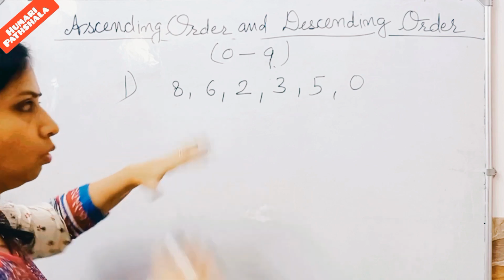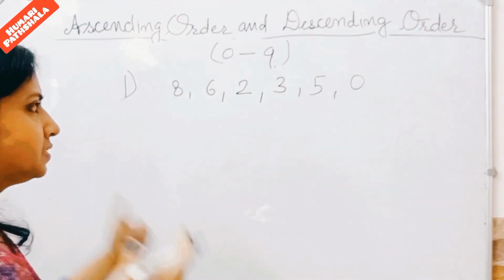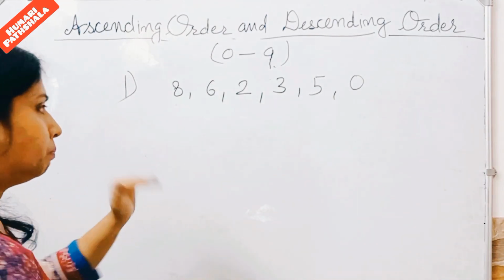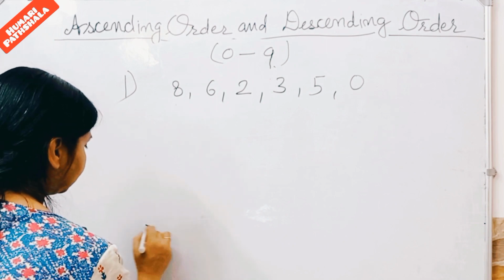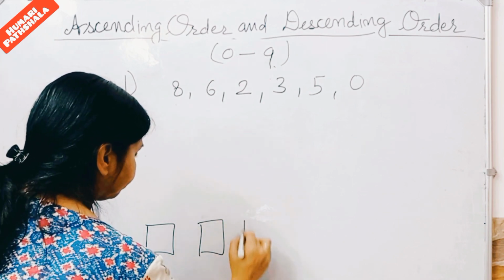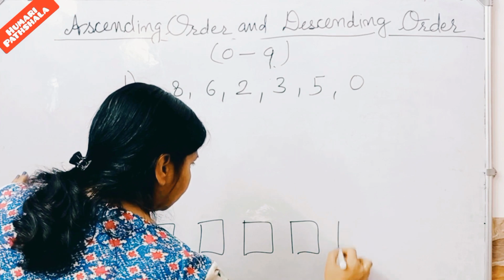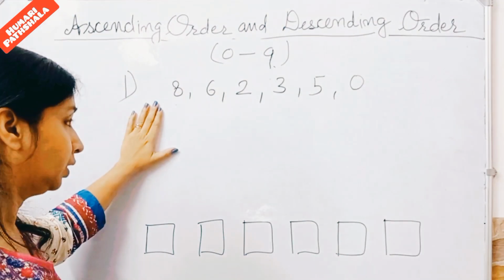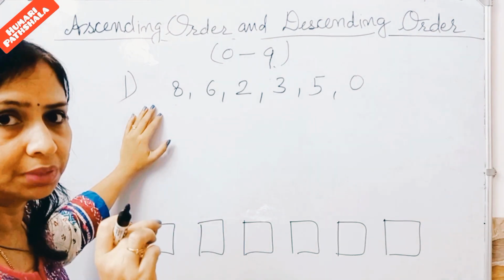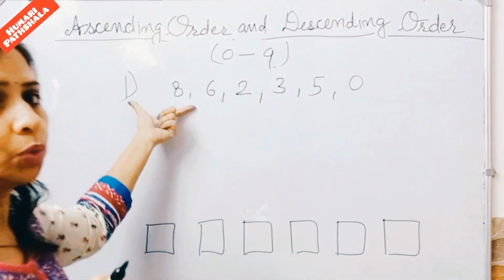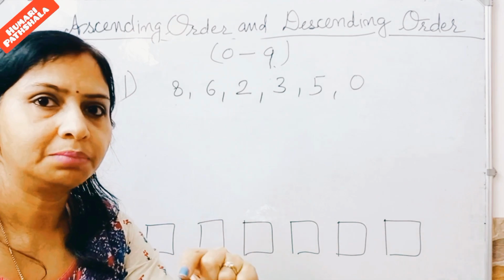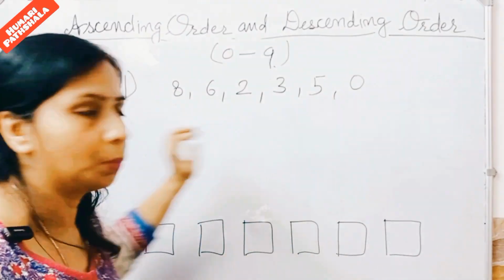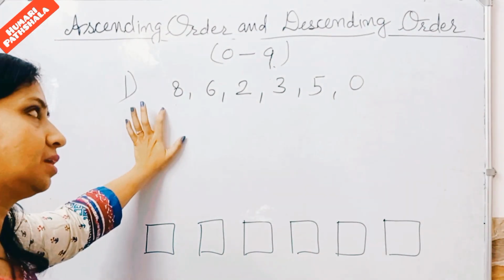So we'll divide the whole method into 3-4 steps. The first step is to make these types of boxes, so it will be easy. First step: find the smallest number in the given group. What is the smallest number in this group?